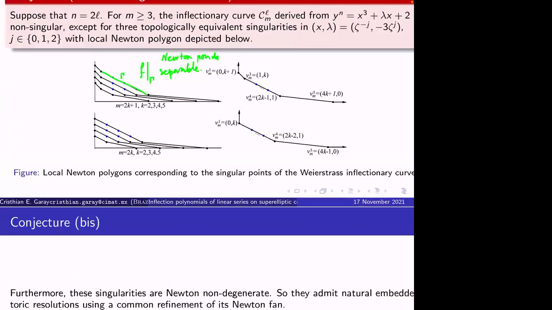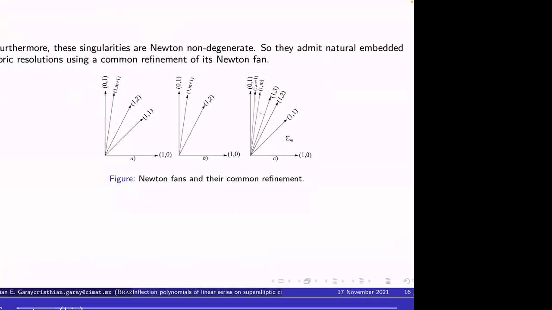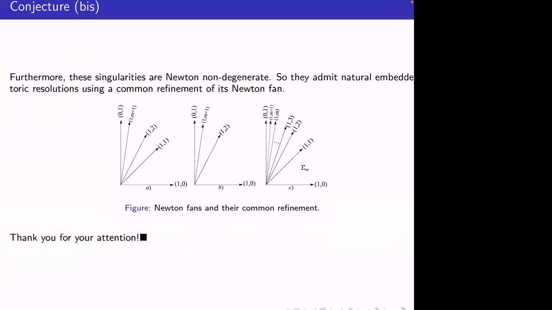But I repeat and I stress that this is a conjecture. We are not 100% sure that this curve is smooth away from these three points, and we are not completely sure that the singularity is Newton non-degenerate, I mean that this polynomial is separable, but we have some computations to back up our intuition. And I would say that that's all. Thank you.